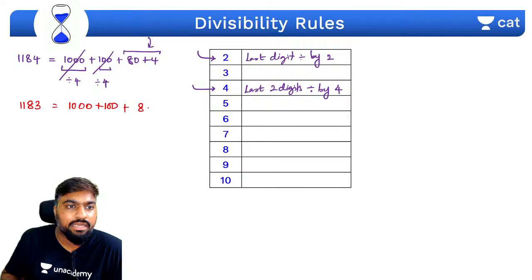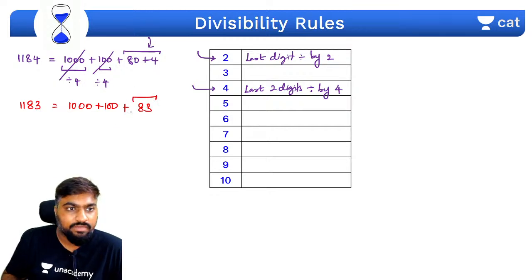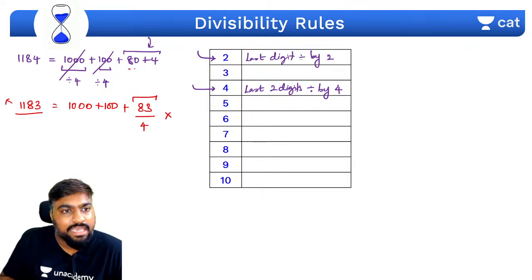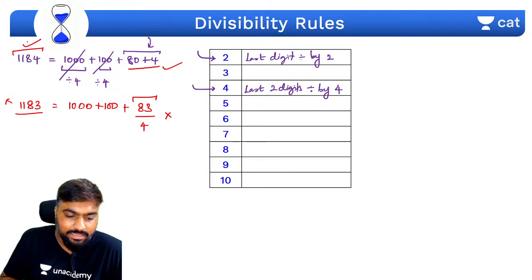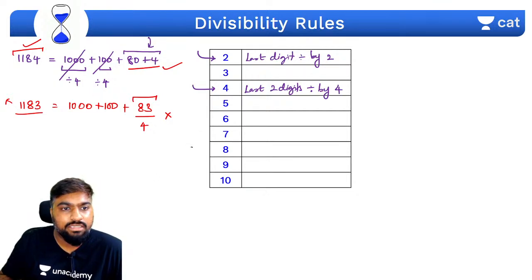But the other number, 83, this is where the trouble would be. If I divide this by 4 to check and it is not divisible, then this entire number is not divisible. If this 84 is divisible, then this entire thing is divisible. Are you able to understand this? That's why we go for the last 2 digits for 4. Same logic with 8 also. Same logic with 8, last 3 digits.